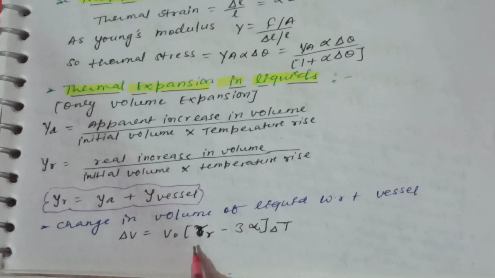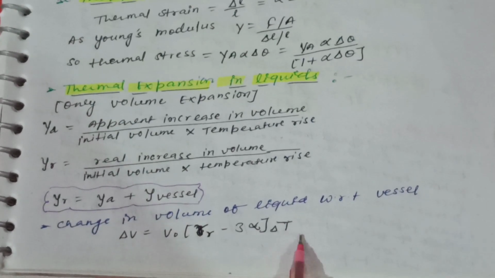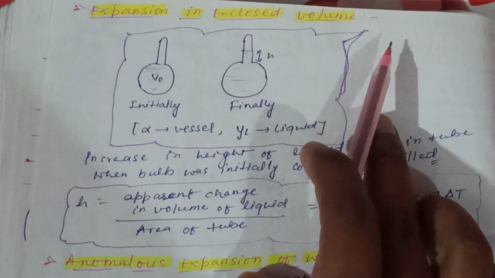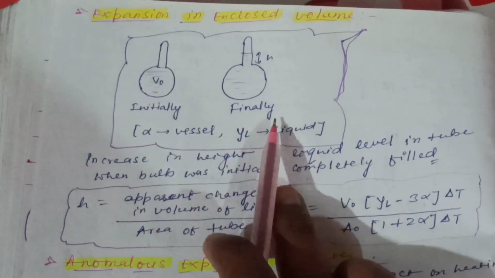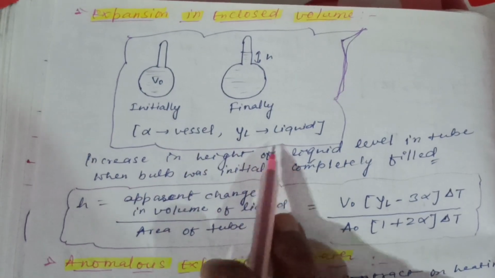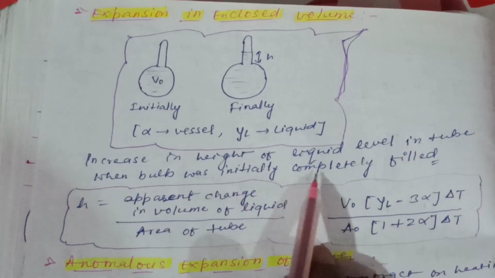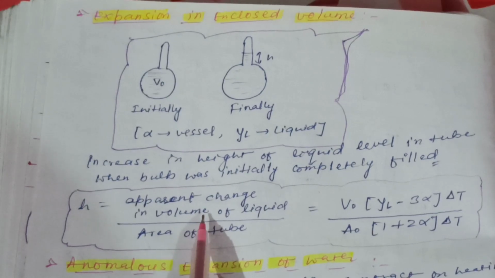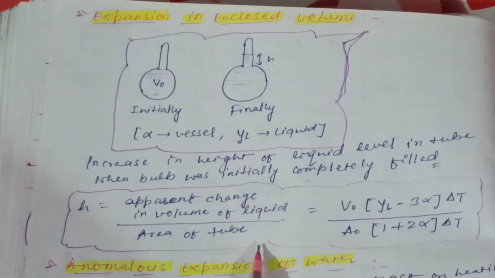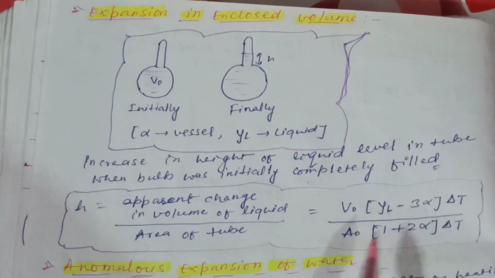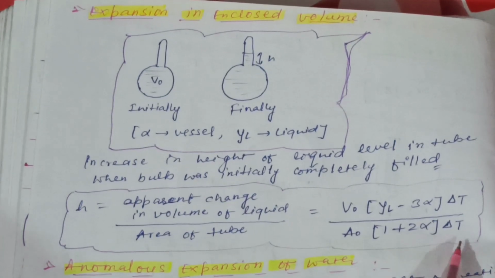(gamma R minus 3 alpha) delta T. Expansion in enclosed volume: V naught initially, finally, alpha of vessel, gamma L of liquid. Increase in height of liquid level in the tube when the bulb was initially completely filled: h is equal to apparent change in volume of liquid upon area of tube, V naught (gamma L minus 3 alpha) delta T upon A naught (1 plus 2 alpha delta T).